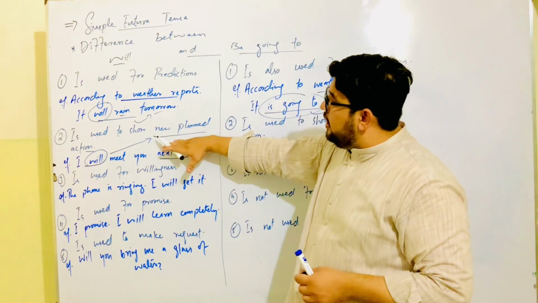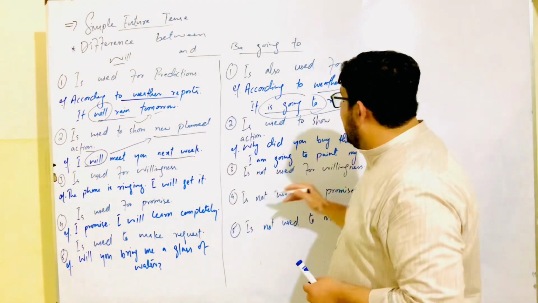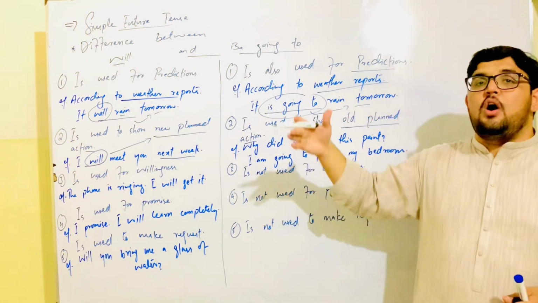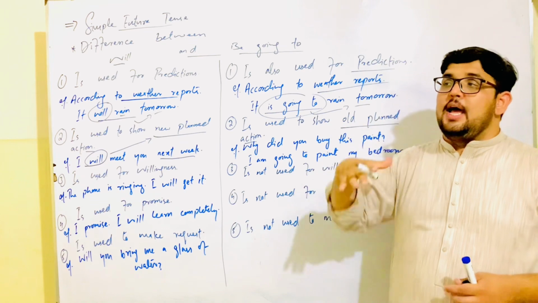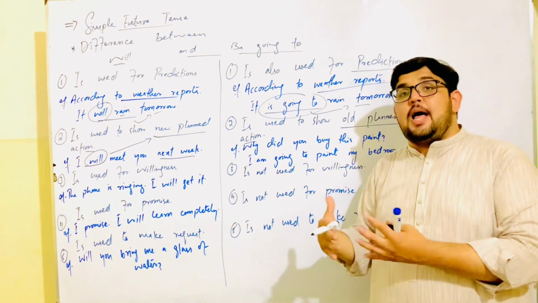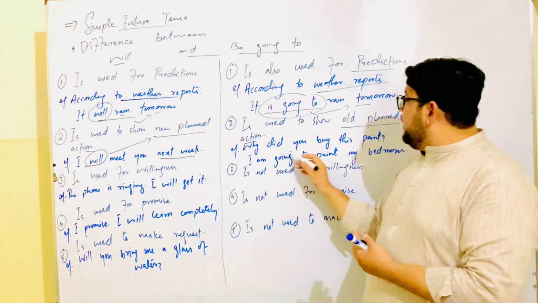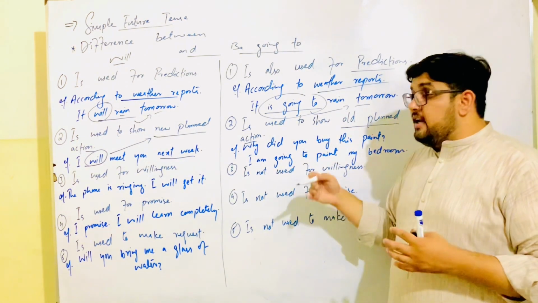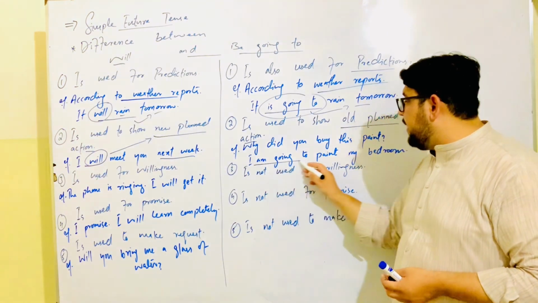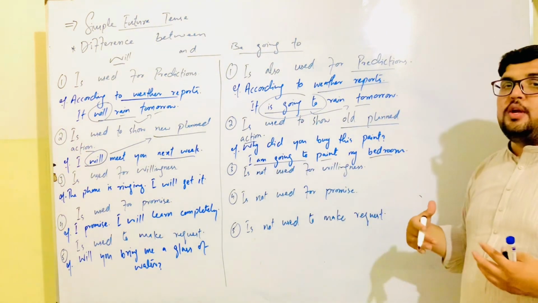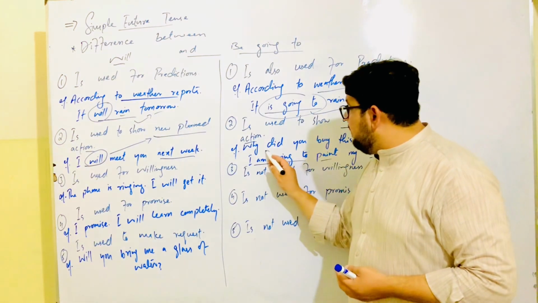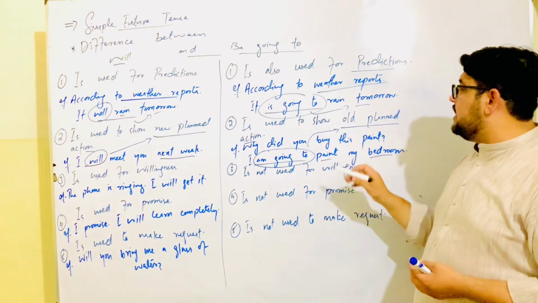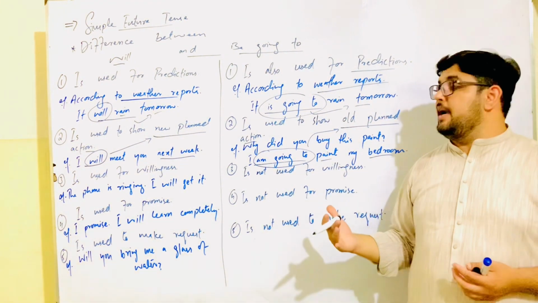So will is used for newly planned actions, and be going to is used for old planned actions, actions which have already been planned in the past, and we say or repeat them now, and they will occur in the future. Like, why did you buy this paint? It is already planned. I am going to paint my bedroom. So here, be going to is used to show an old planned action, an action which has already been planned.